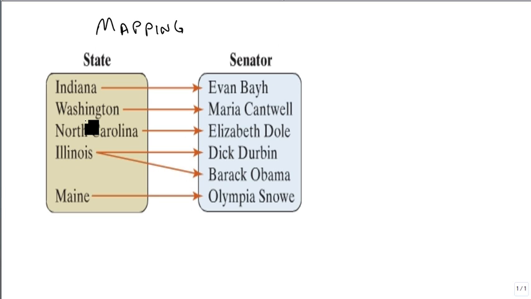We can map a state to a senator, so Washington corresponds with Maria Cantwell. And in this way we have our relation expressed.